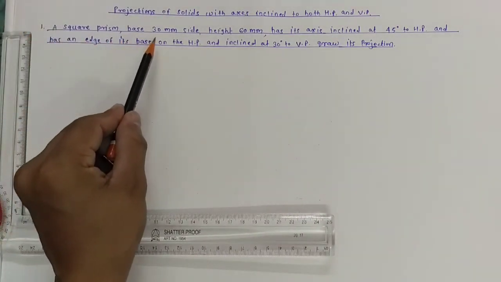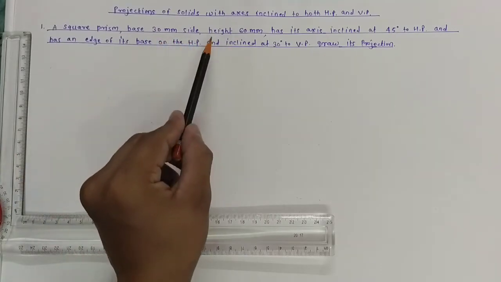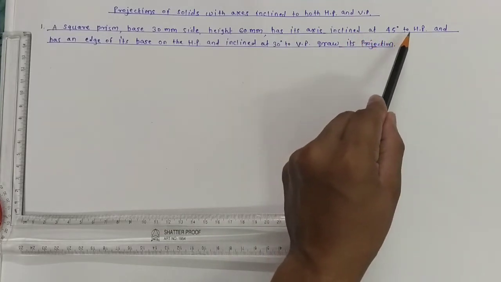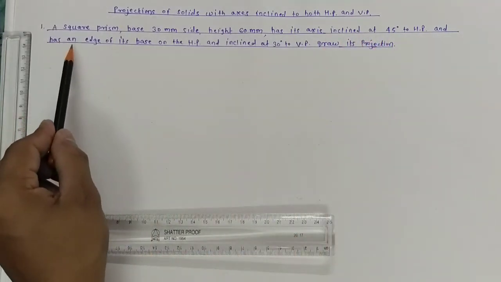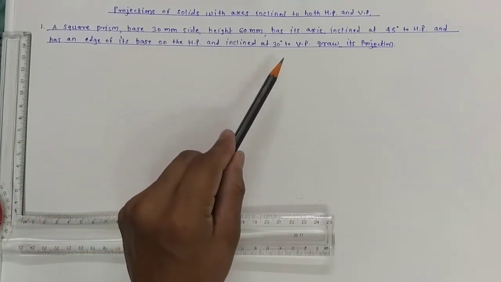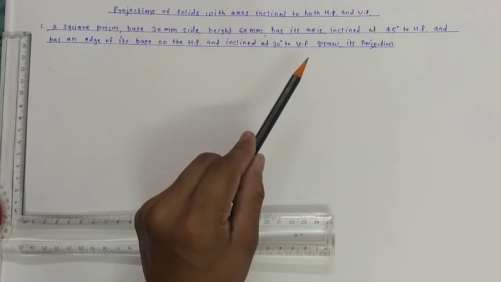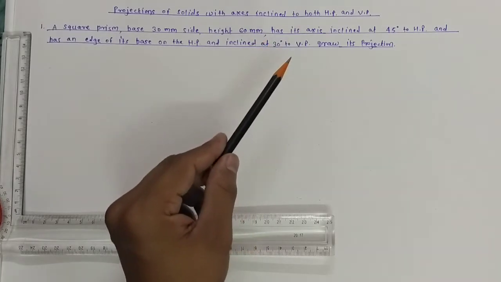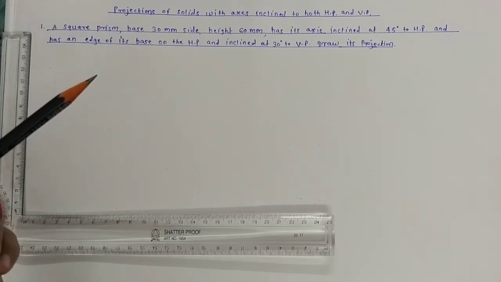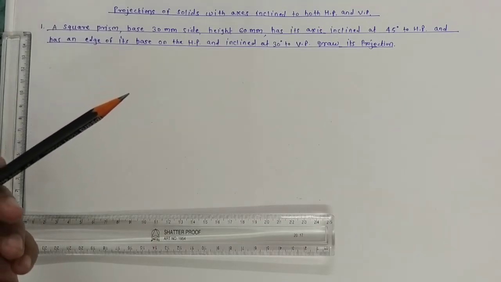A square prism, base 30 mm side, height 60 mm, has its axis inclined at 45 degrees to HP and has an edge of its base on HP inclined at 30 degrees to VP. Draw its projections. First of all, assume the prism to be resting on its base on the HP with an edge of the base perpendicular to VP. So draw its projections.